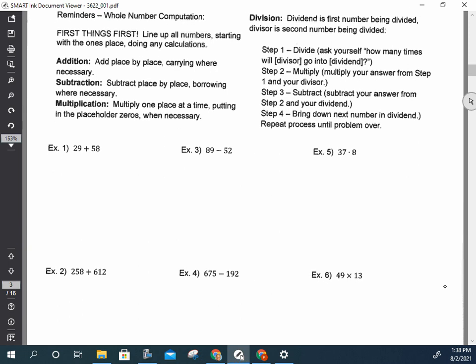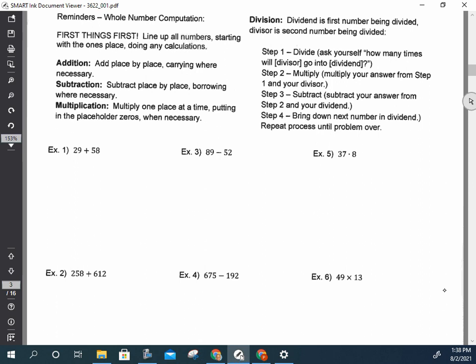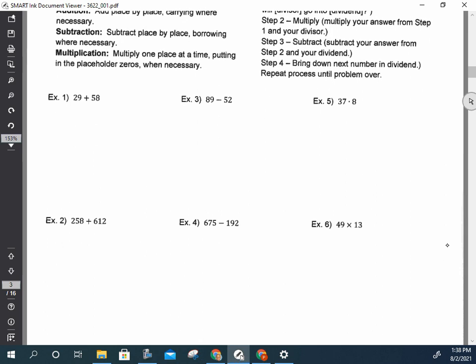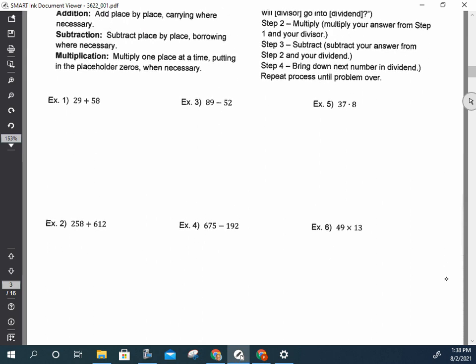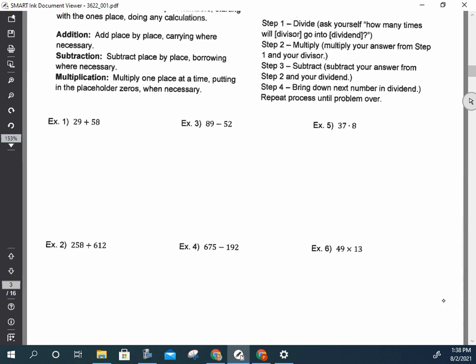So we have adding, subtracting, multiplying, and dividing. So we'll literally go straight through the list, and we're going to start with adding. So adding, of course, we add place by place, carrying numbers as necessary.